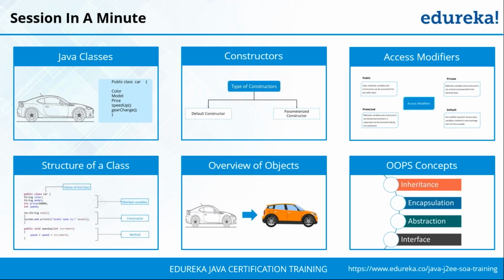So this brings us to the end of the session. Let me give you a quick summary of what we have learned till now. At first we saw Java classes, where I took a real life example of a car. Then we learned about constructors and their different types. Later we talked about access modifiers and how they are used differently with respect to a class and a package. Then we saw the structure of a class, where I summarized the previous topics with a programmatic example. Then we talked about objects and how you can work with them. And finally we talked about OOPS concepts and how you can implement them in Java.